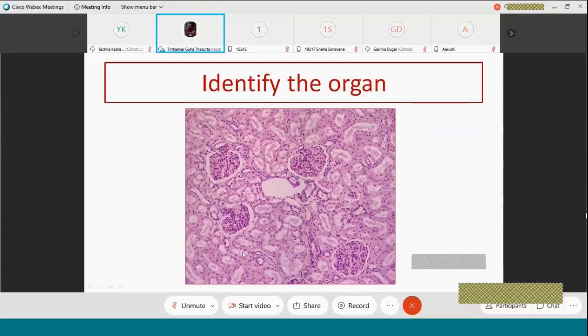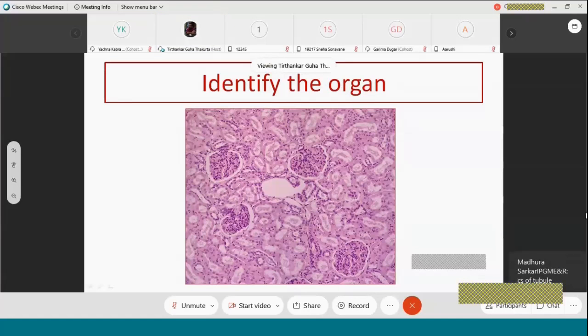But we know that one glomerulus gives rise to one renal tubule. So how come there are only 4 or 5 glomeruli in the picture and there are more than 50 to 60 tubules? How is that possible? Very good, because they are convoluted tubules. When a convoluted tubule is cut, multiple sections can be obtained. And this is also a clue that you are dealing with a structure where the tubules are convoluted. So it is kidney. Very good.